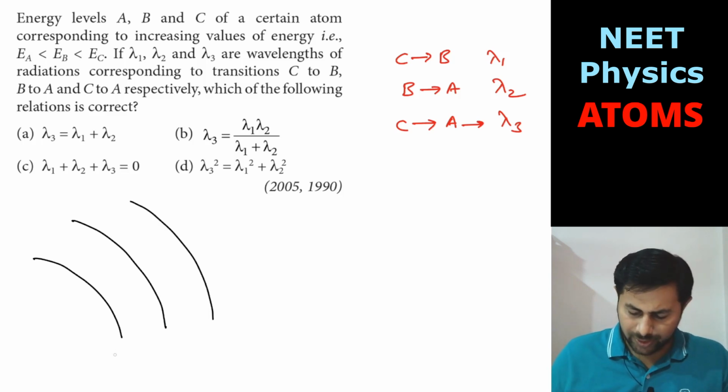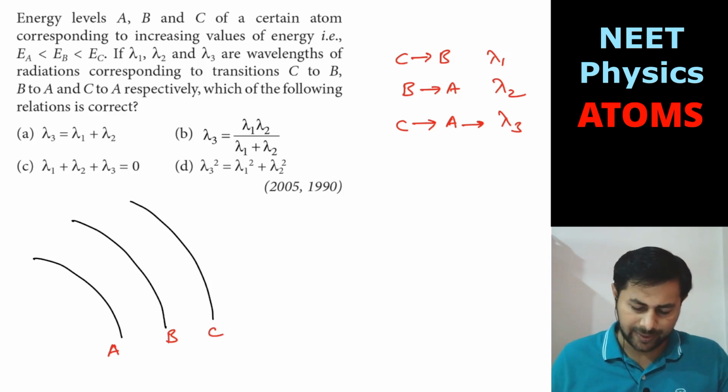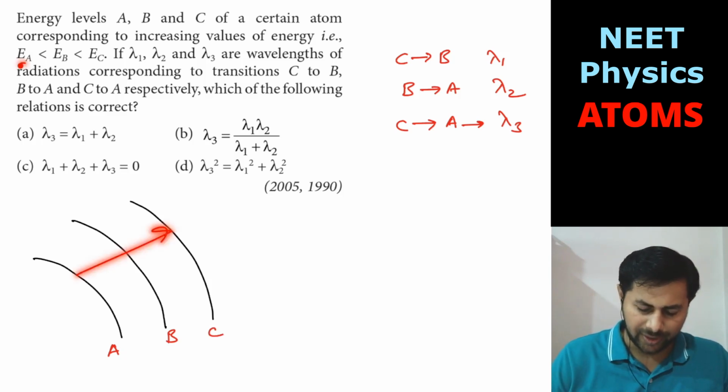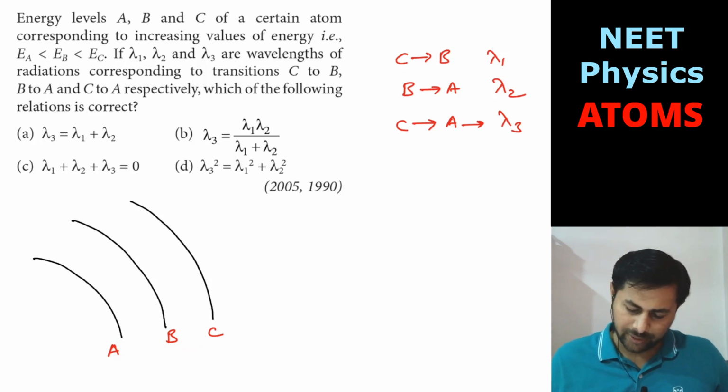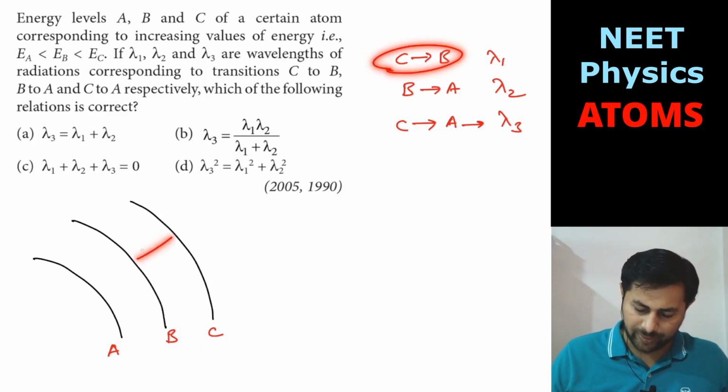So this is orbit A, this is B, this is C. State A, state B, state C. They are in ascending order. So A, B, C. When the electron jumps from C to B, the wavelength would be lambda 1.